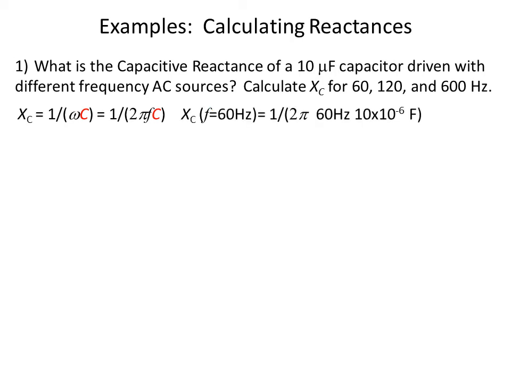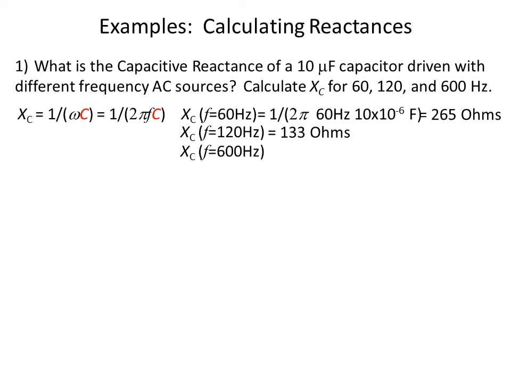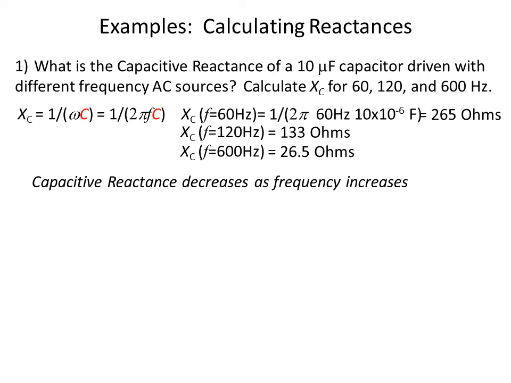So the capacitive reactance for a frequency of 60 Hertz is equal to 1 divided by the quantity 2 times pi times 60 Hertz times 10 times 10 to the minus 6 farads, and that's equal to 265 ohms. X sub C for 120 Hertz is equal to 133 ohms, or half the original value for 60 Hertz. And X sub C for 600 Hertz is 26.5 ohms, or 10 times lower than the value for 60 Hertz. So generally we see that the capacitive reactance decreases as frequency increases.